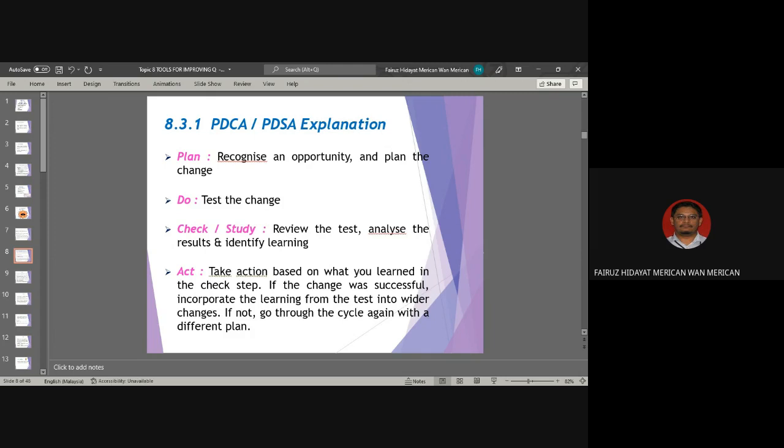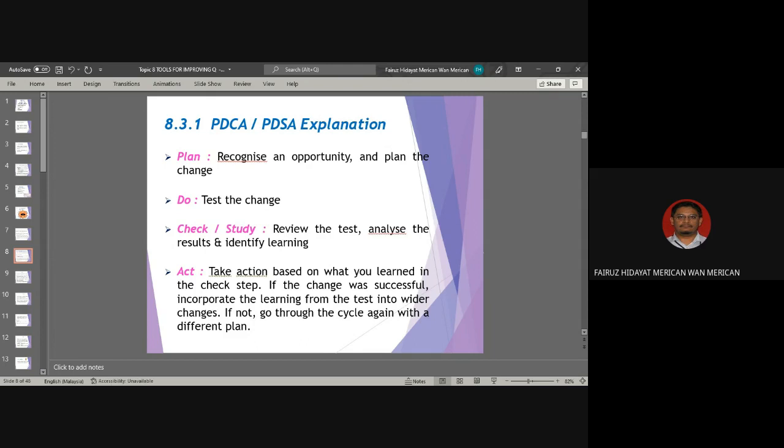Okay, so after they implement those changes that they had planned, then they will monitor. They monitor and view the results, whether or not the change had solved the problem or improved the quality of the product or service. And from the analysis, they identify the learning. So they identify what they need to do. That's learning. They identify whether the change was effective or not. That's also part of the learning element of the check or study.